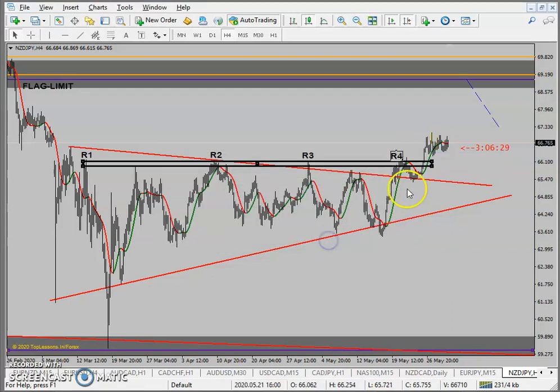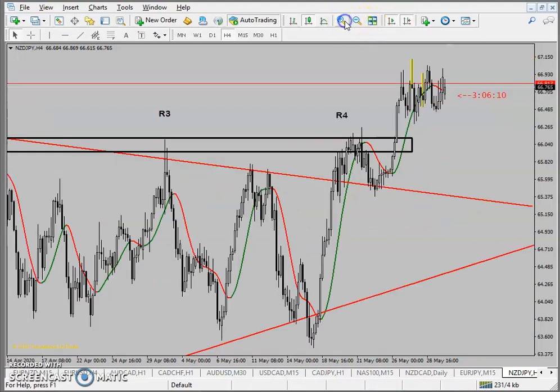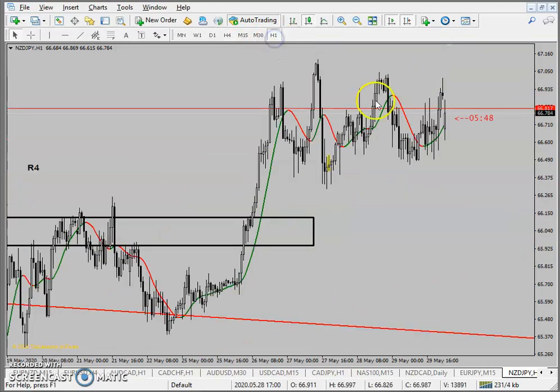Alright, so now that you're aware that this resistance has been broken, the only thing that was retested was this trend line over here, but this resistance hasn't been tested yet. So now we're going to see if they left any clues for us to trade that area over there.